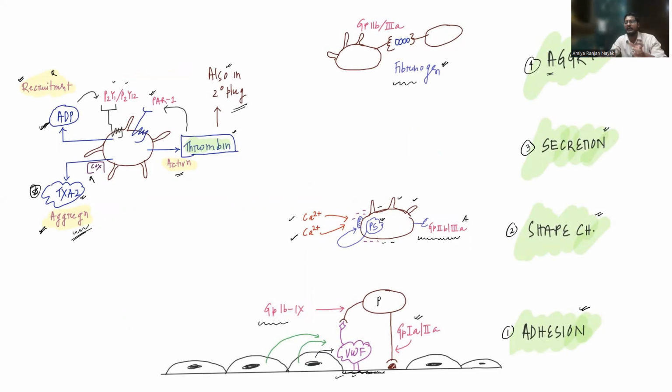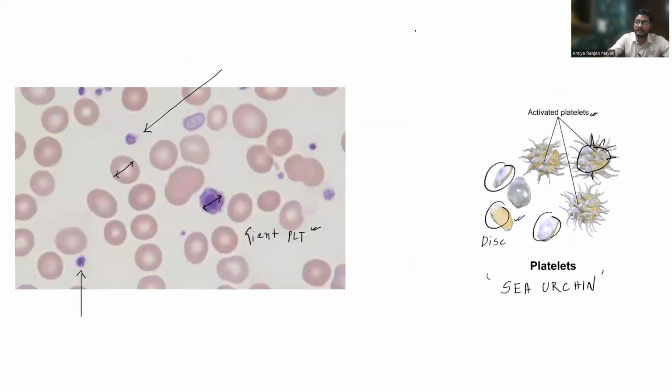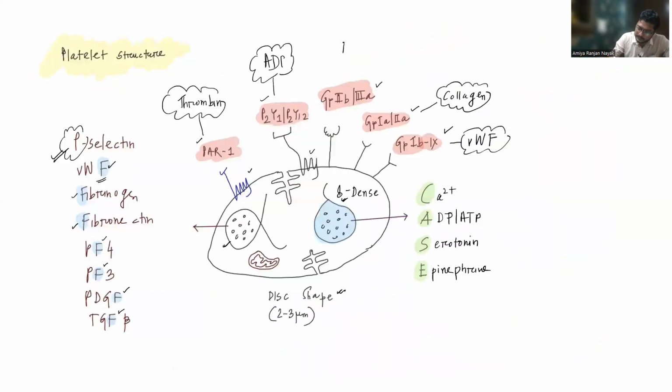Fibrinogen is a bivalent structure. On either end, it can bind two platelets and cause their aggregation. This happens with the help of the GP2B3A receptor. This is the fibrinogen, which is attaching to the GP2B3A receptor on one platelet, and on the other end it is also attaching to the other platelet with the help of this GP2B3A receptor. So GP2B3A receptor is for fibrinogen. Now you know the function of all the receptors.